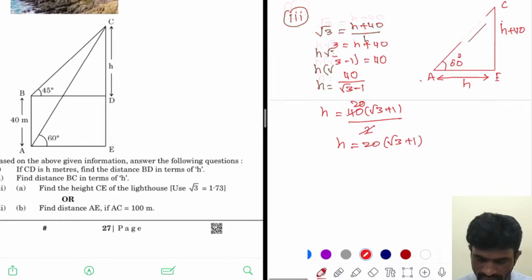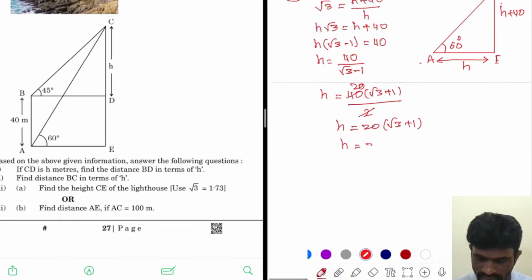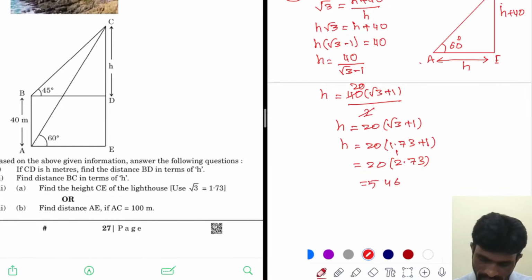They have given the root 3 value also. So H is equal to 20 into 1.73 plus 1, so that is 20 into 2.73. Finally, 2 3s are 6, 14, 2 2s are 4, 1, 5. So it is going to be 54.6 meters. This is the value of the total height of the lighthouse.